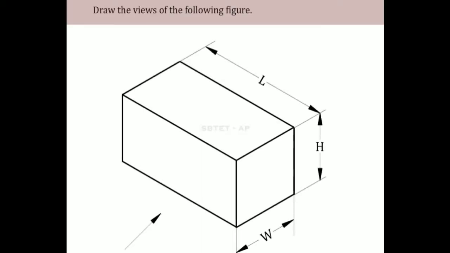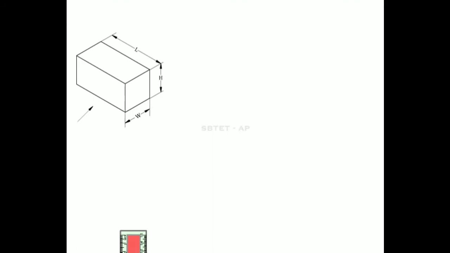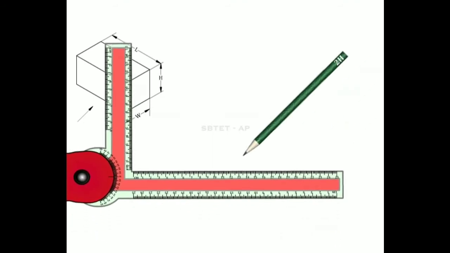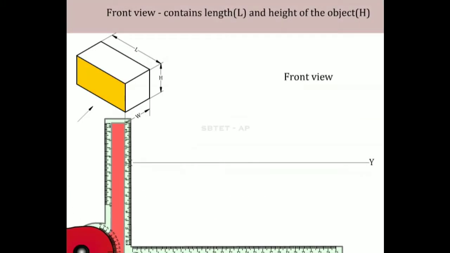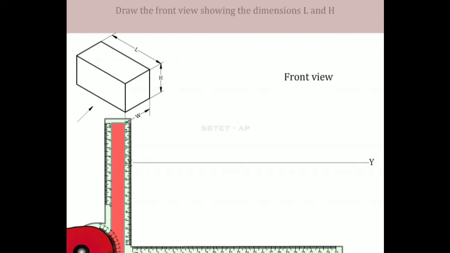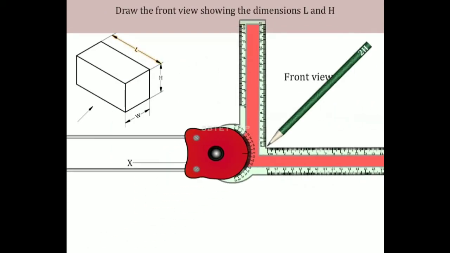In this, we have to draw the three orthographic views of an object for which the pictorial view is available. Front view contains length and height of the object. First, draw the front view showing the dimensions length and height.